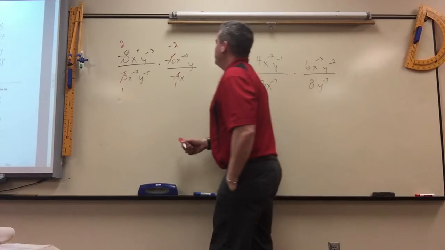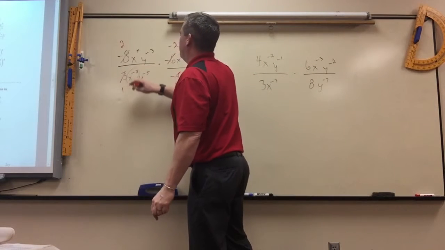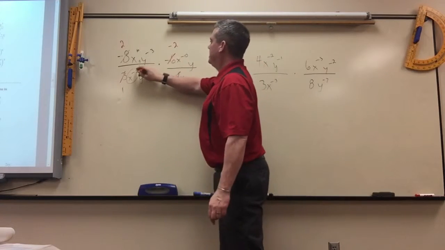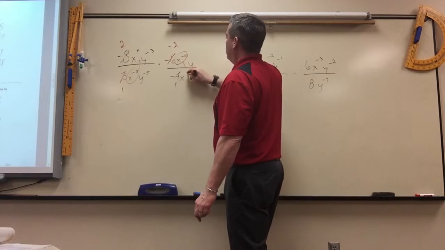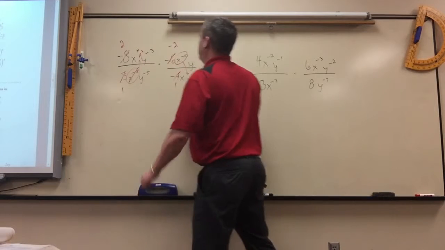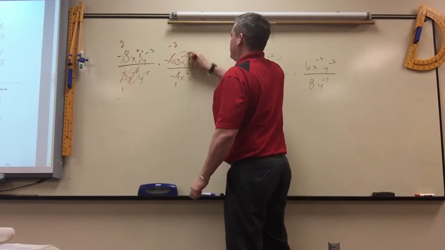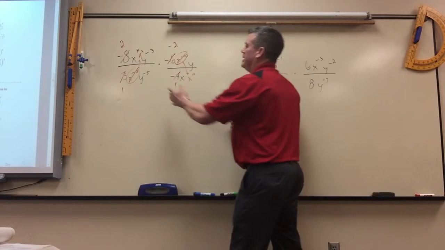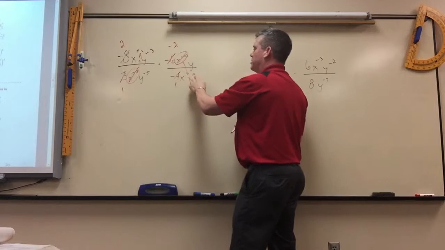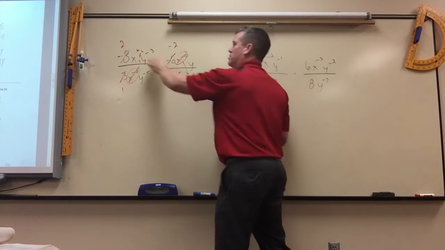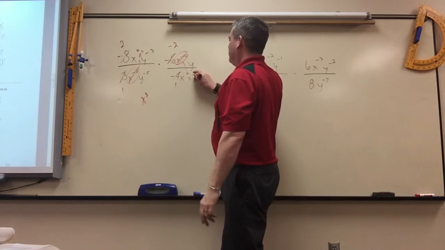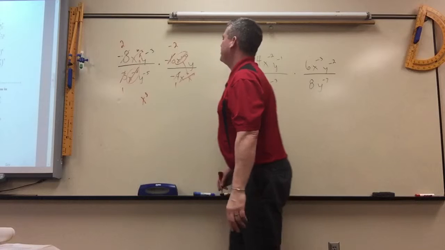Then the x's. This is where you got to move a lot of stuff. This one would move up. This one would move down. So that would move up. I would have an x squared. This one would move down. I'd have an x to the 10th. So I've got 6 and 2 is 8 x's there. 1 and 10 is 11. So you got 8 and 11. So you'd have 3 on the bottom, because there's 3 more on the bottom.